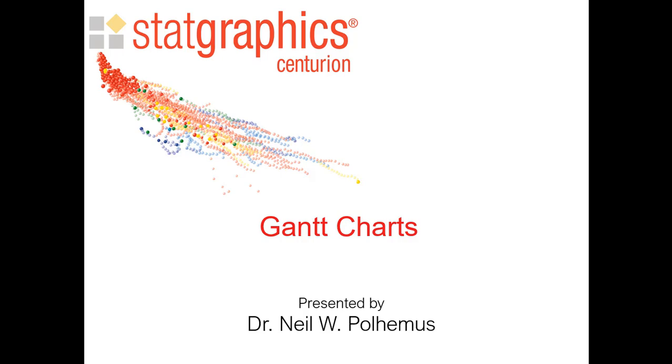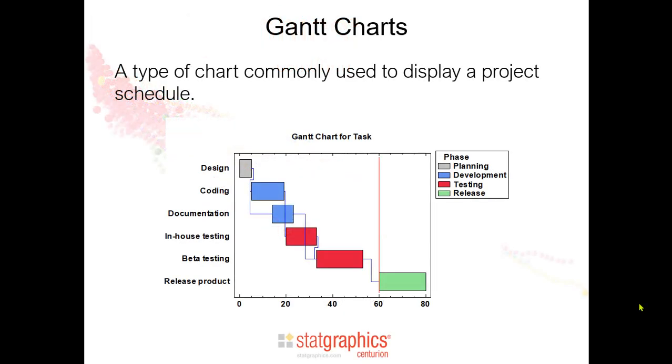This video describes StatGraphics' implementation of Gantt charts. A Gantt chart is a type of chart commonly used to display a project schedule. For example, this Gantt chart shows 6 tasks required to complete a software upgrade: design, coding, documentation, in-house testing, beta testing, and product release.